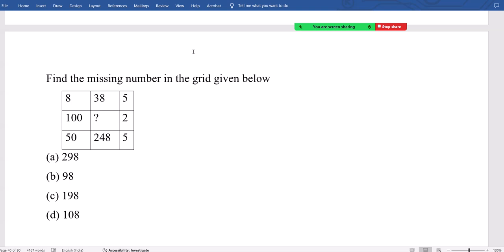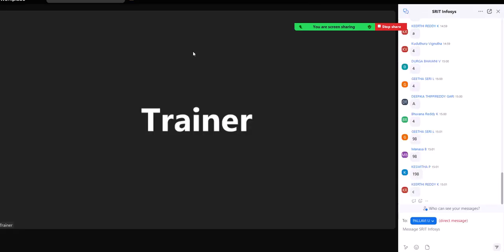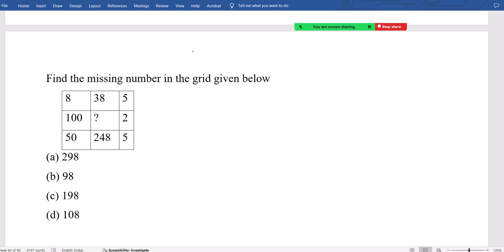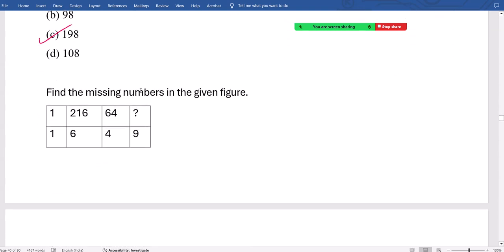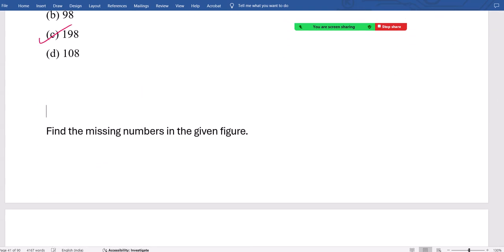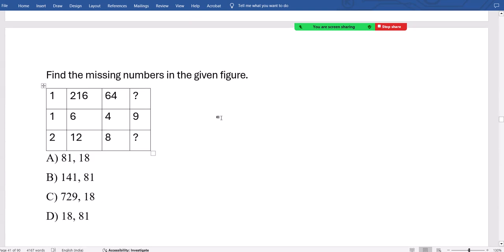Answer, option C. Very good. So A, B, C. B is nothing but A into C minus 2. Superb. 198 is correct. This question. Two question marks are there.